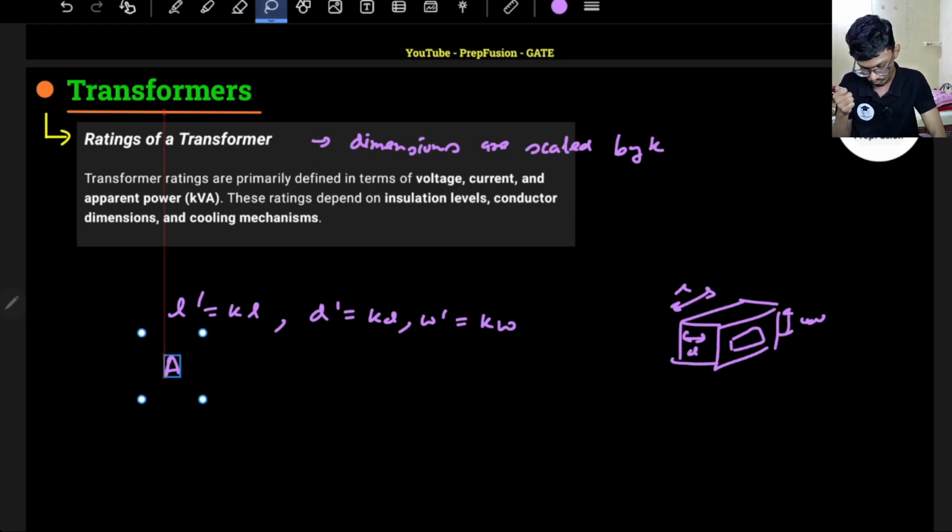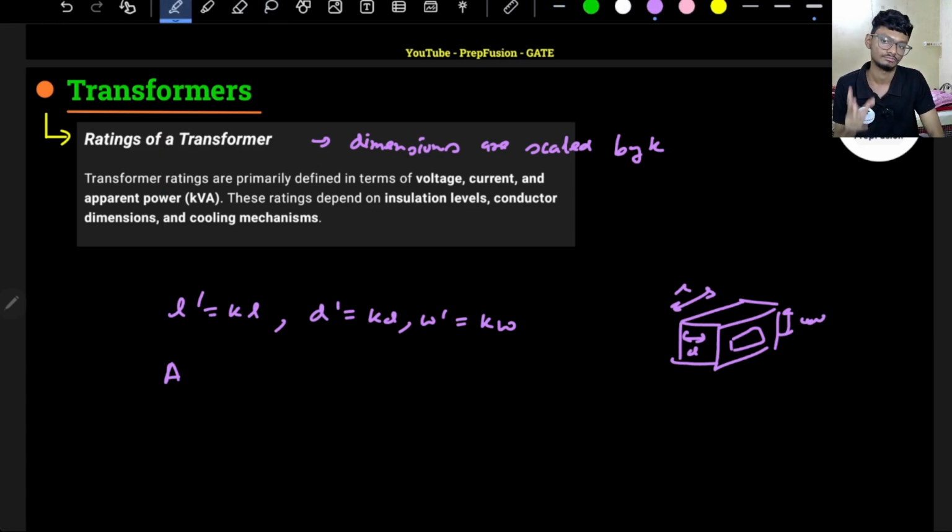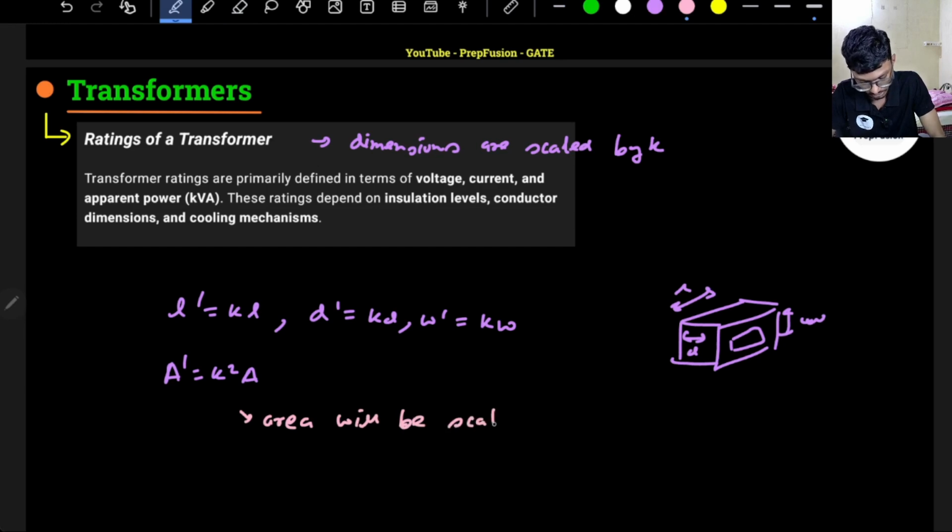Okay, so what will happen to A? The area of the cross section A dash will be K square into the initial area, right? Because two dimensions are getting multiplied, so it will be K square. If all the dimensions are scaled by K, area will be scaled by K square. Area will be scaled by a factor of K square.